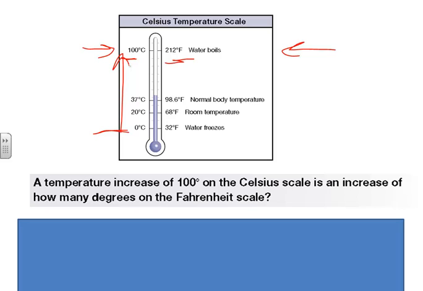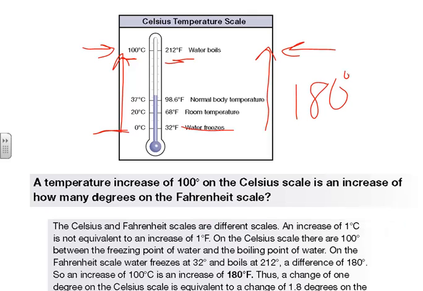Hopefully you didn't say 100. Because what we've got to do is we've got to go from 32 Fahrenheit up to 212. And that difference, when we do the math, is 180 degrees. So that tells us that a change of 1 degree on the Celsius scale is equivalent to a change of 1.8 degrees on the Fahrenheit scale.